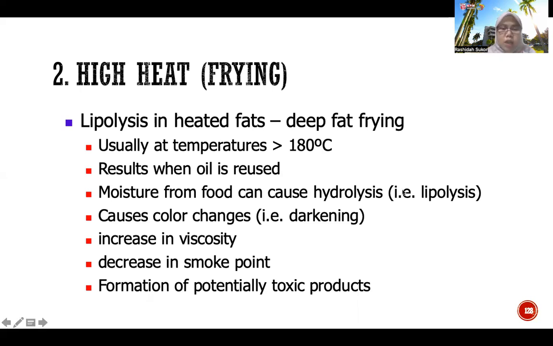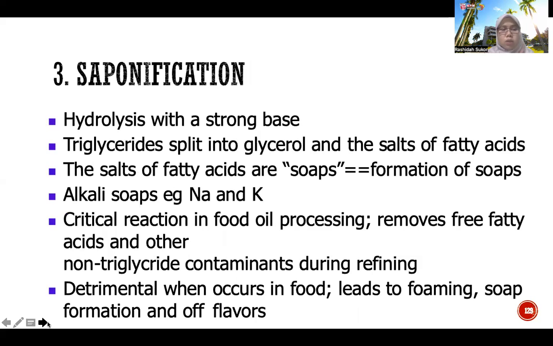Okay, smoke point ni you can actually check using tools lah. Dia macam kita masukkan probe dekat dalam oil tu, and then you check the smoke point. So if you reach a certain point, then you cannot use the oil anymore, because of the formation of potentially toxic products.